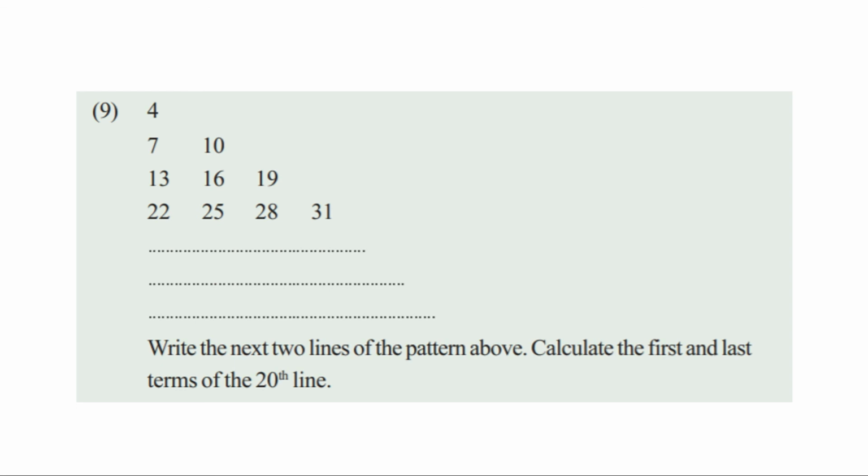Now the ninth problem. 4, 7, 10, 13, 16, 19, 22, 25, 28, 31. Write the next two lines of the pattern above. Calculate the first and last terms of the 20th line. First of all, we have to write the next two lines.